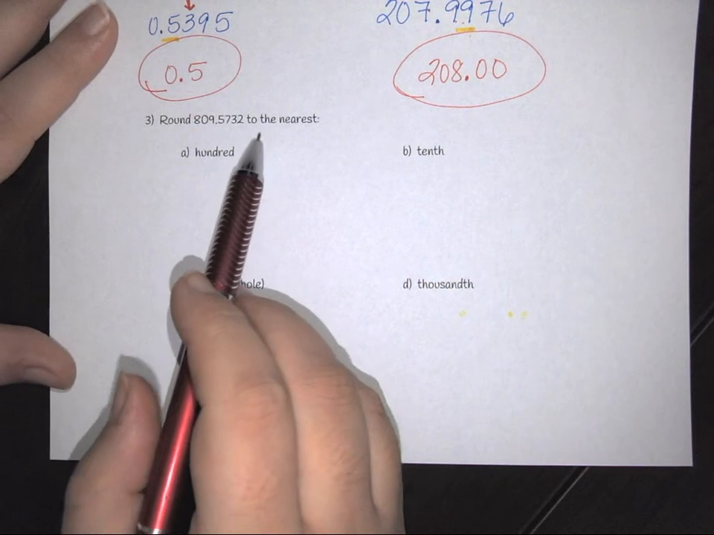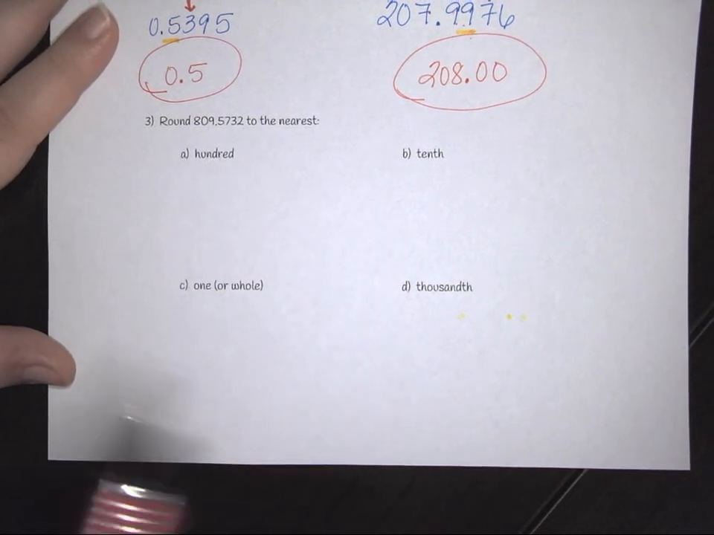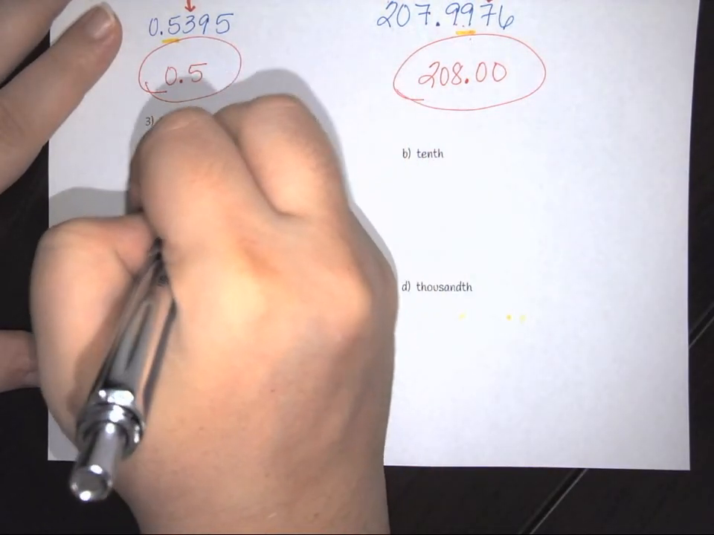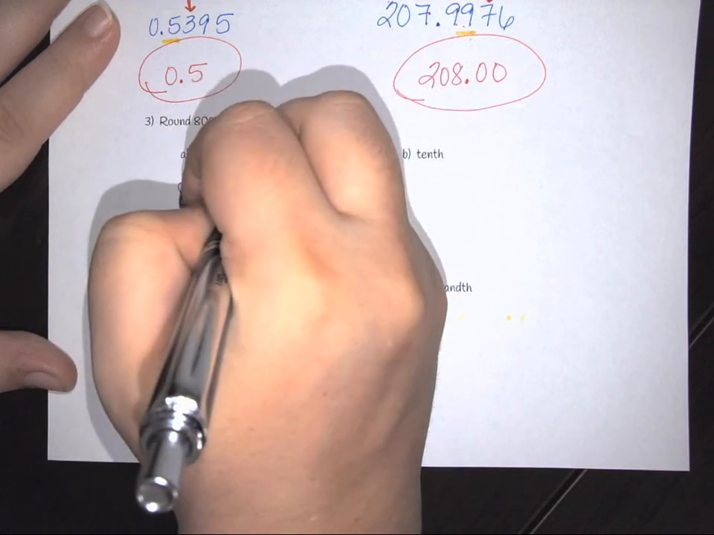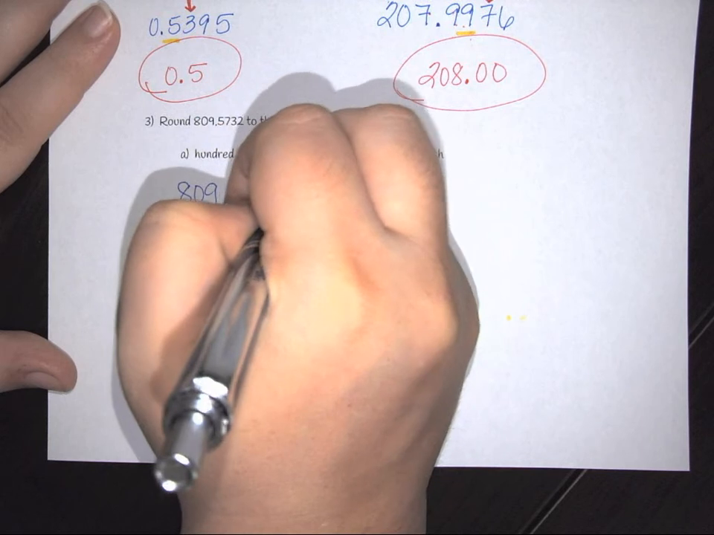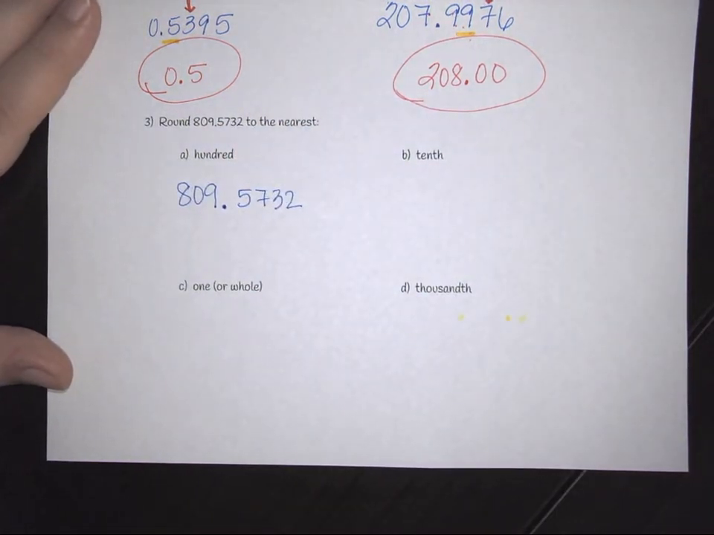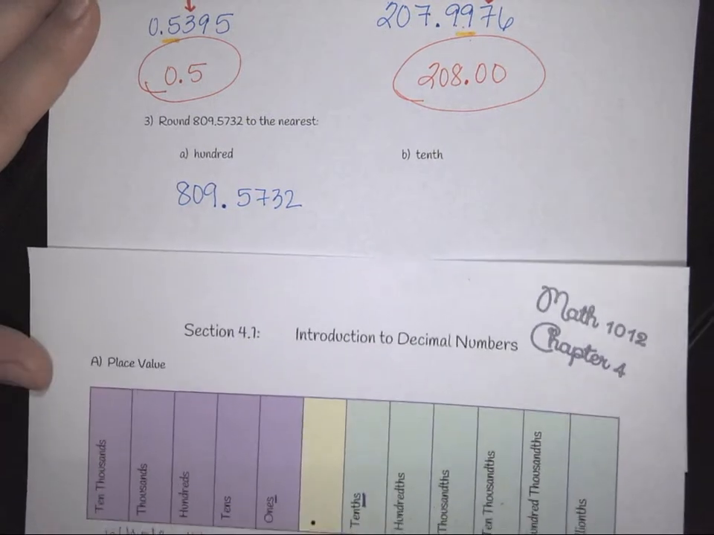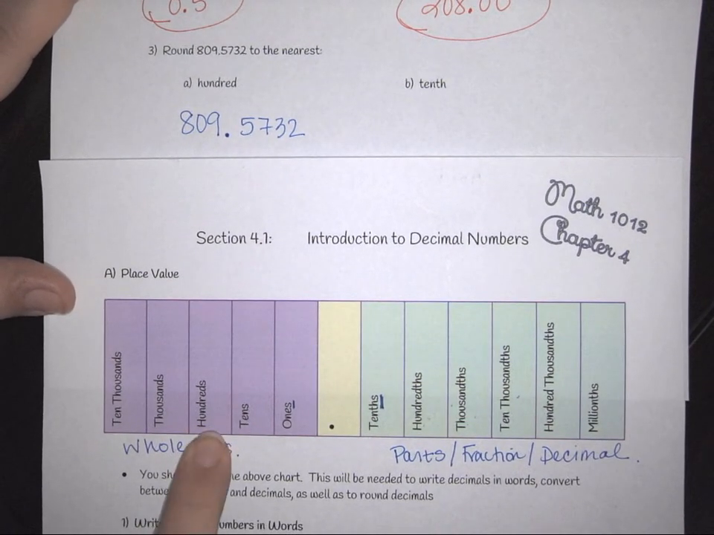Alright, so now for the rest of these, I'm giving you one decimal and we're looking at different ways to be able to round it. So I have 809.5732. I want to round to the nearest hundred. So notice there's no TH on the end. So if I look at my map here, 100 is this third spot.